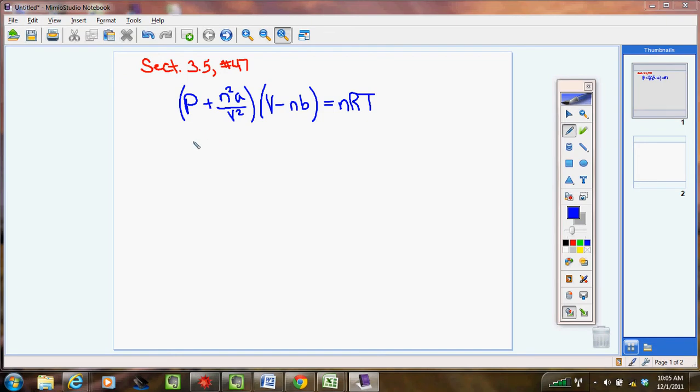So the problem is asking us to find the derivative of the volume with respect to the pressure. The instantaneous rate of change of the volume with respect to the pressure. This is what we're trying to find.